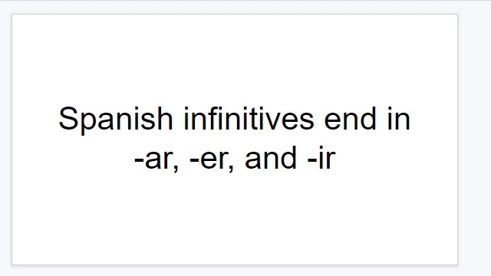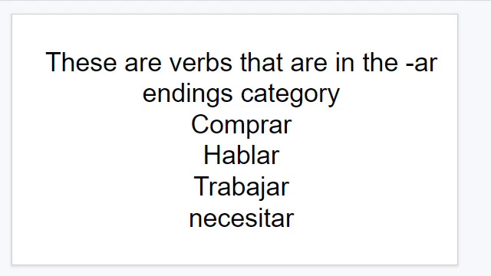The Spanish infinitives end in AR, ER, and IR. And these are examples of verbs that are in the AR endings category. And I am getting all this information from page 72. If you are not on that page, you should be on that page now. Examples of verbs that end in AR are comprar, hablar, trabajar, necesitar.